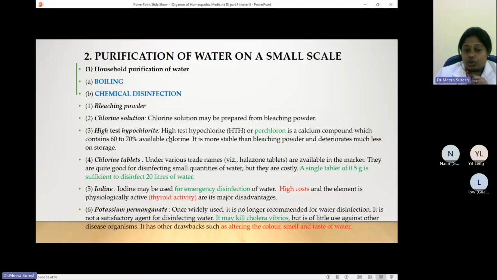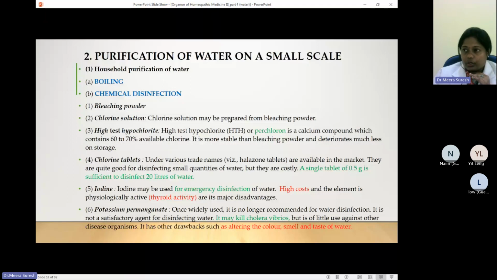Then high test hypochlorite, or HTH, or perchloron, which is a calcium compound, contains 60 to 70% available chlorine. It is more stable than bleaching powder, and it deteriorates much less on storage. Bleaching powder, you may know, if you keep it for a long time, the chlorine is going to get deteriorated. It is very unstable actually.